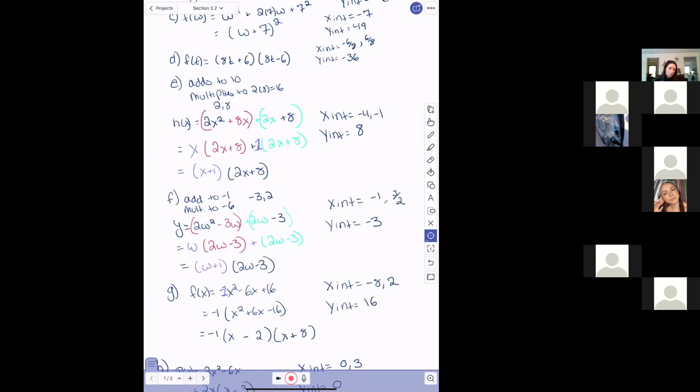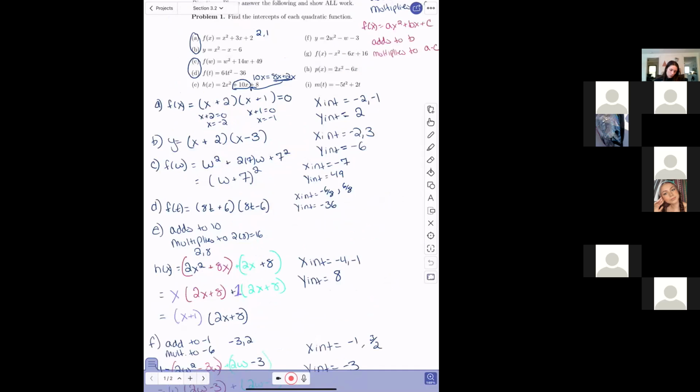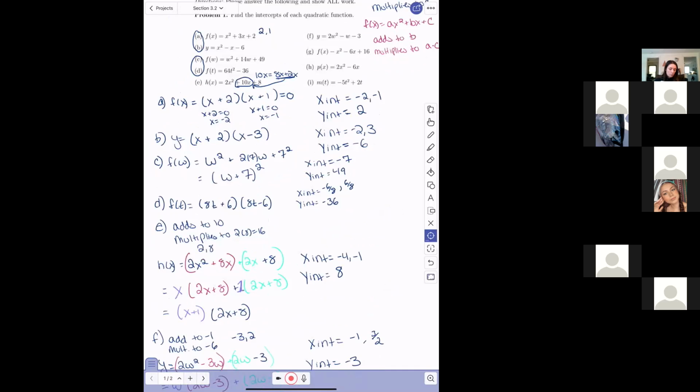So the way question E is written, we have h of t is equal to 2x squared plus 10x plus 8. So I want something that adds to 10x, but multiplies to 16. And the 16 comes from 2 times 8, which is a times c. Are you with me? Yeah.